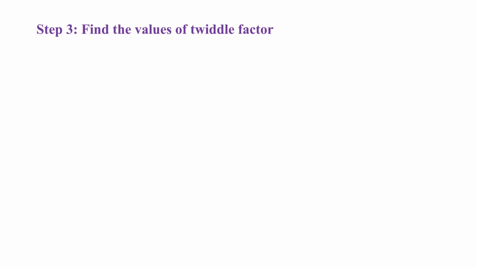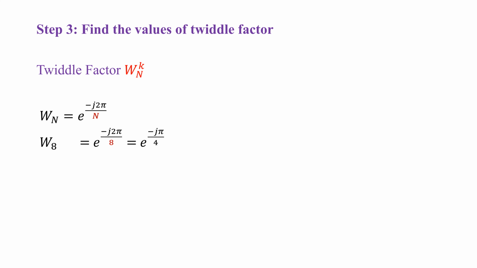The next step is we have to find the values of the twiddle factor. The twiddle factor formula we know, that is W_N^k. W_N is e power minus j2 pi by capital N. We are having 8-point samples, so N is equal to 8, we are substituting. And then the simplified form is e power minus j pi by 4. First, for k equal to 0, we are calculating the twiddle factor, that is W_8^0. In the place of k, we substitute 0. So e power 0 is coming, the answer is 1.